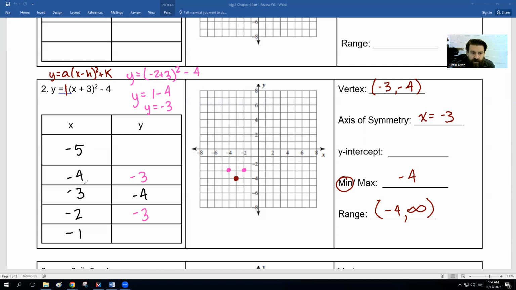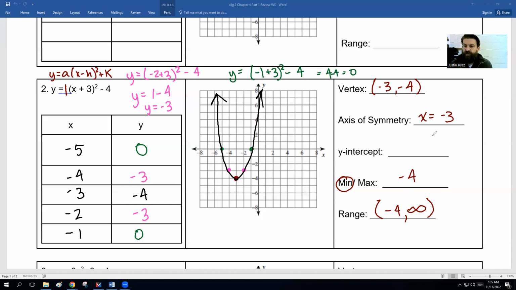And then we're going to pick 1 or 5 to plug in. I'm going to stick with 1. -1 plus 3 squared minus 4. All right, -1 plus 3 is 2. 2 squared is 4. 4 minus 4 is 0. So -1 goes to 0. 5 would go to 0. Okay, and then our graph goes like this.